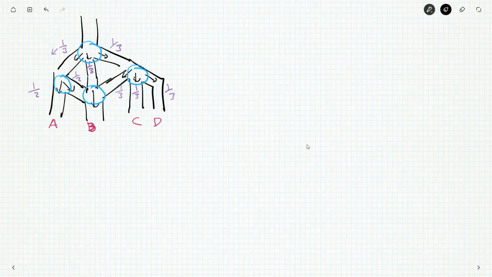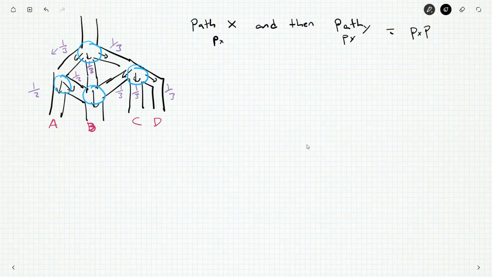So, now we need to talk a little bit about how probability works. If he travels down path X and then path Y, and X has a probability of, say, P little x, and path Y has probability P little y, then the probability that he does path X and then path Y, we multiply. And in probability means multiply.